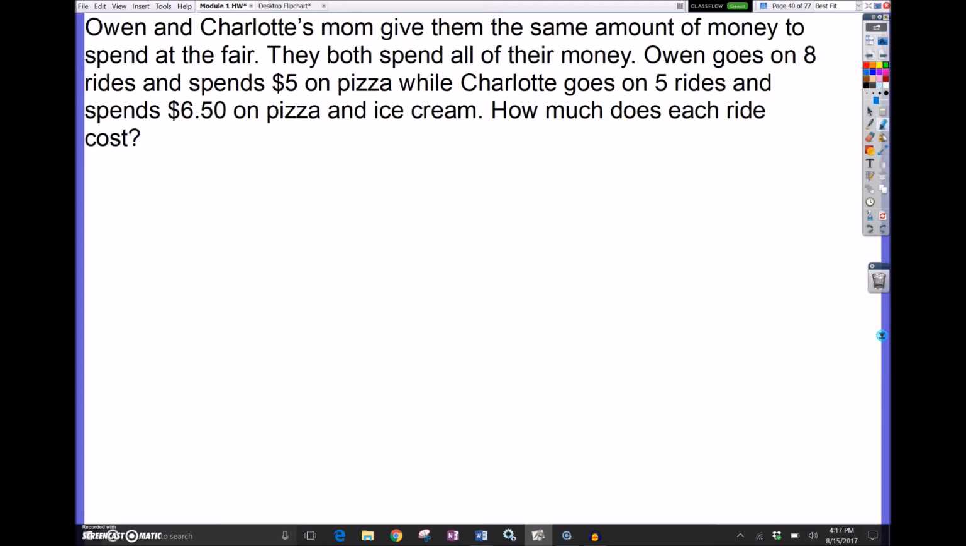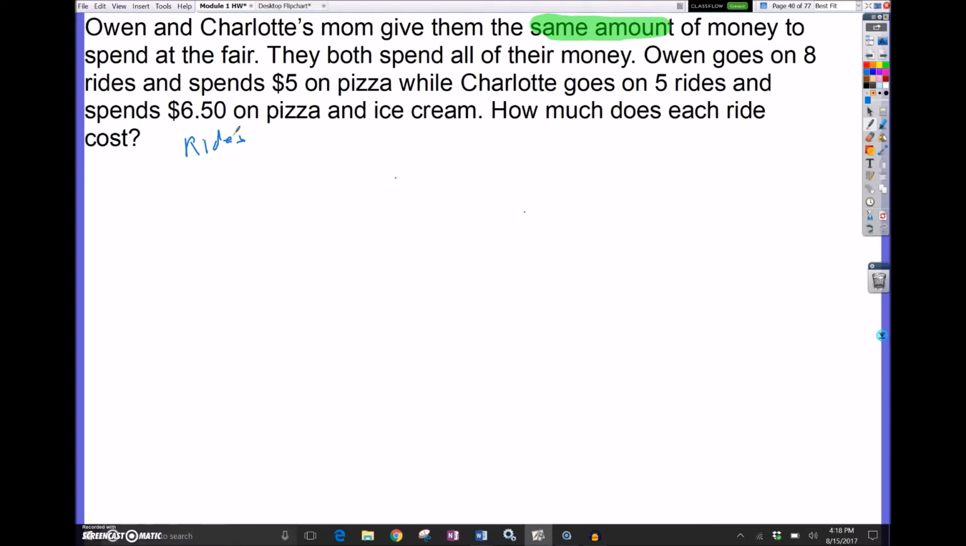Now, a key part here, it says the mom gives them the same amount of money, okay? So Owen and Charlotte both have the same amount of money. Well, the one thing we need to know is how much the rides cost. That's the unknown, okay? So we don't know how much rides are. So let's go ahead and look at this.